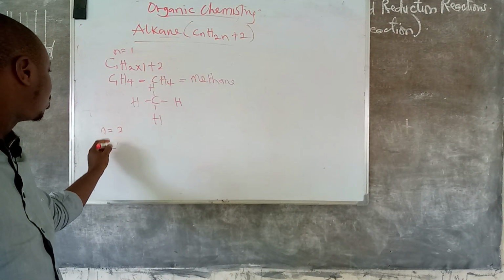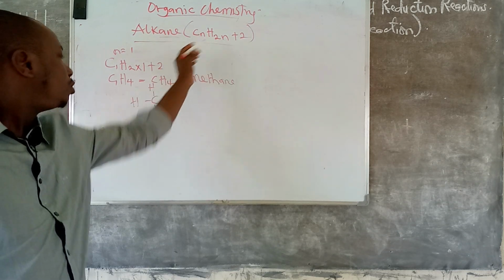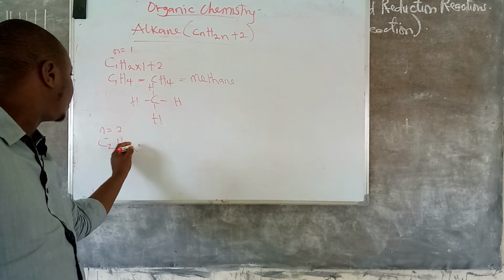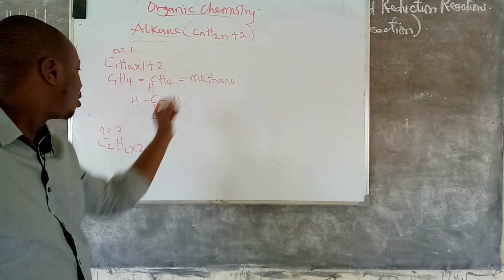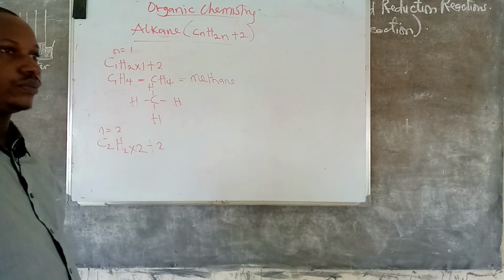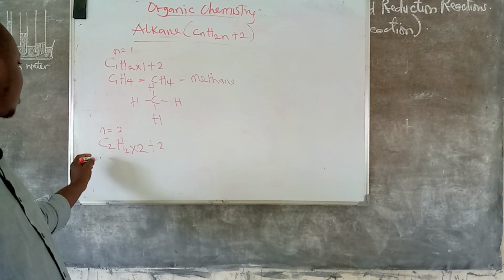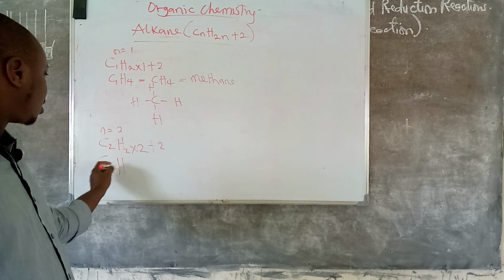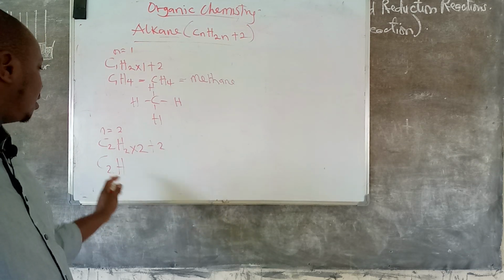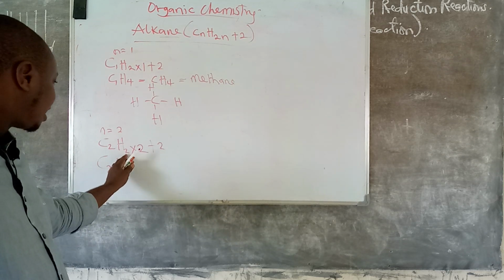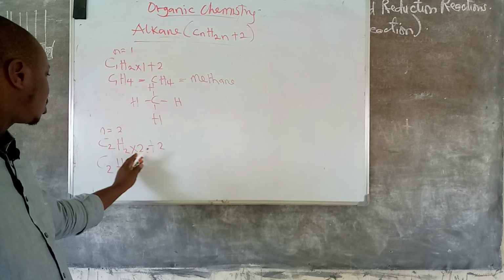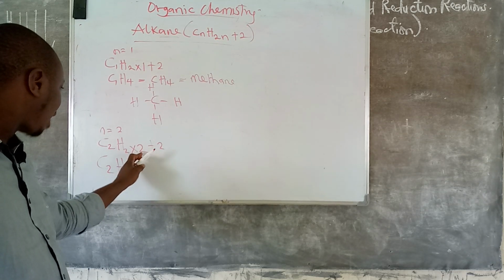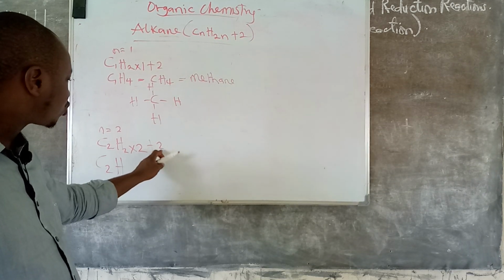Anywhere you see n, it becomes C2 H, 2 times 2 because n is 2 now, plus 2. It becomes C2H. Just watch how I'm doing it. 2 times 2 is 4. 4 plus 2 is 6.